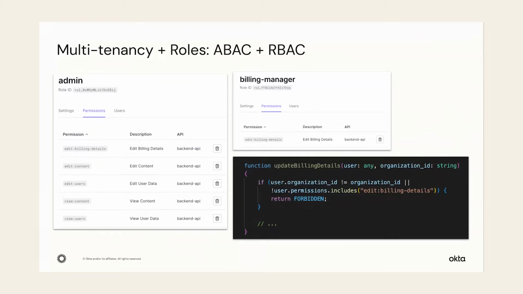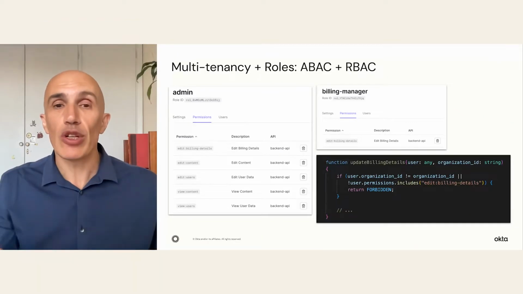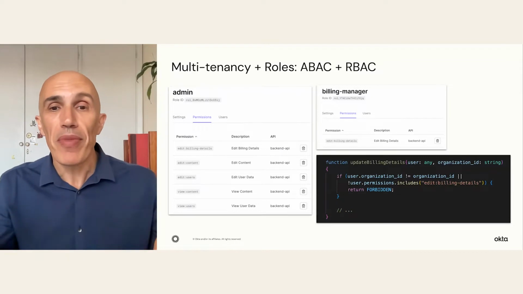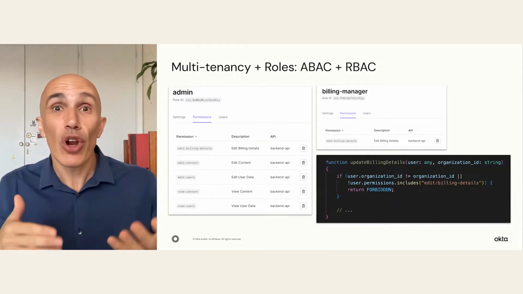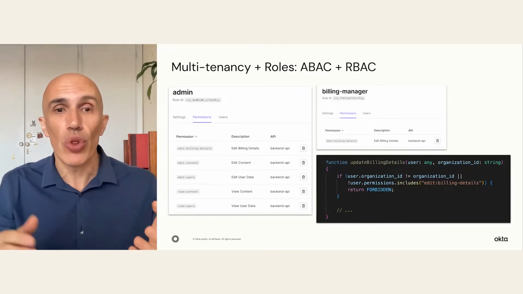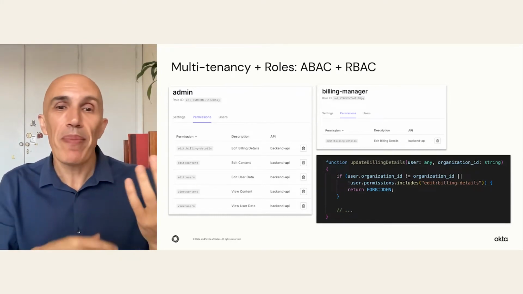In the code on the right, we check that the user has a proper permission and that it belongs to the organization they are updating the billing details for. This is attribute-based access control. You use properties of the user and the entity you want to update to decide if the operation can be performed. The authorization logic can be written in application code, as in this example, or in an API gateway or API proxy.